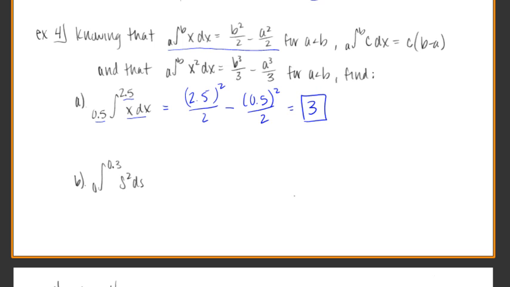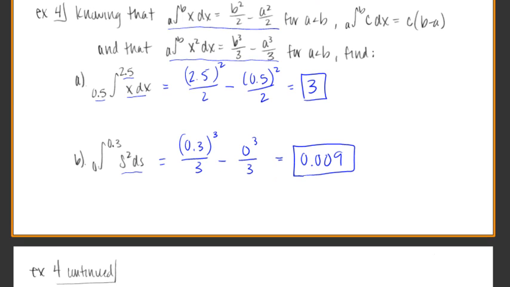All right, let's look at the same thing with the second one. We're taking a definite integral of s squared, so we're going to use the third rule here. And if a is less than b, which it is, it's going to be b cubed, so 0.3 cubed over 3 minus a cubed, so 0 cubed over 3. Simplifying that, we get an overall area under that curve from 0 to 0.3 of 0.009.